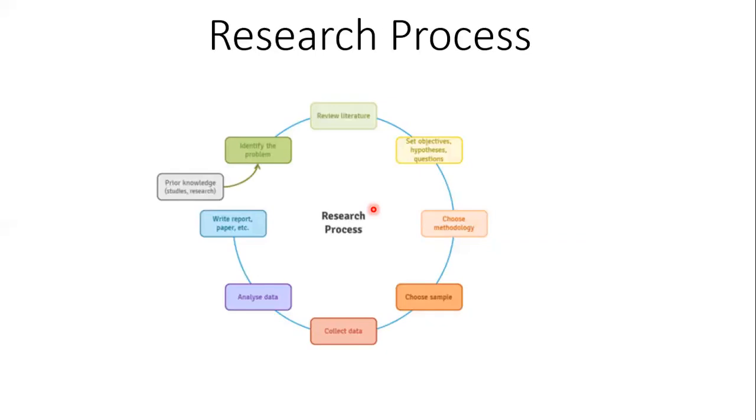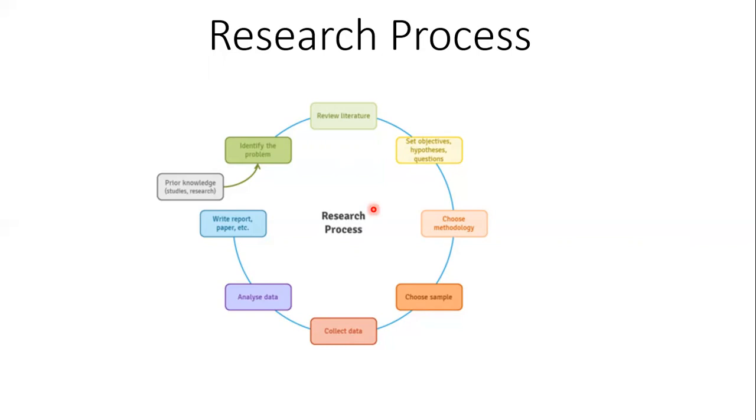Now here is the research process. During research, we need to follow this kind of approach. First thing, prior knowledge. Prior knowledge means first you need to decide in which area you want to do research. Let's say I'm going to do research in the NLP area, and in the NLP area, a particular use case, let's say sentiment analysis. So I also identify my use case.